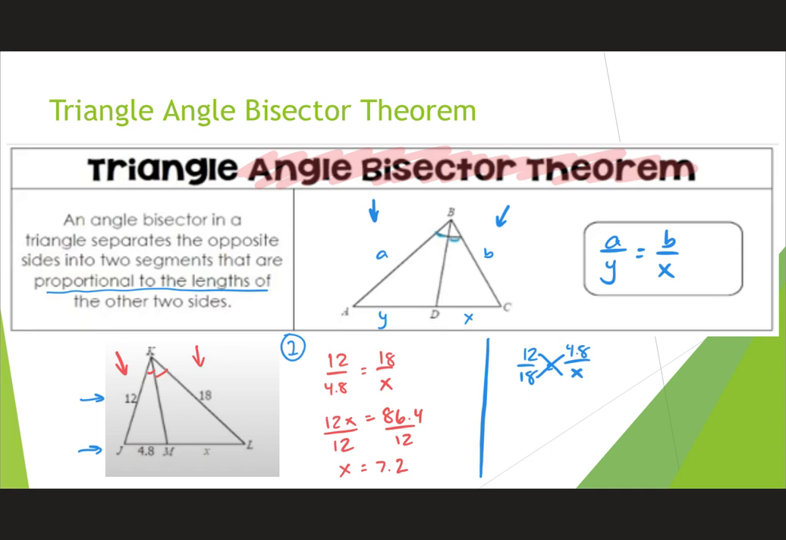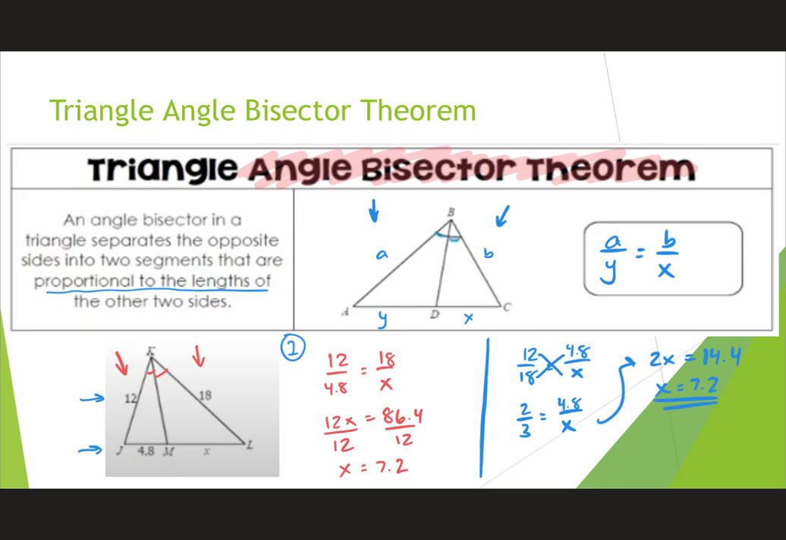The reason why I like this one better is because with 12 over 18 as my first ratio, I can simplify. I can divide both of those by 6 and get 2 over 3 is proportionate to 4.8 over x, and this just simplifies my life. Now I have 2x is equal to, what's 4.8 times 3? 14.4. And this is just a little simpler of a math problem to do without a calculator.